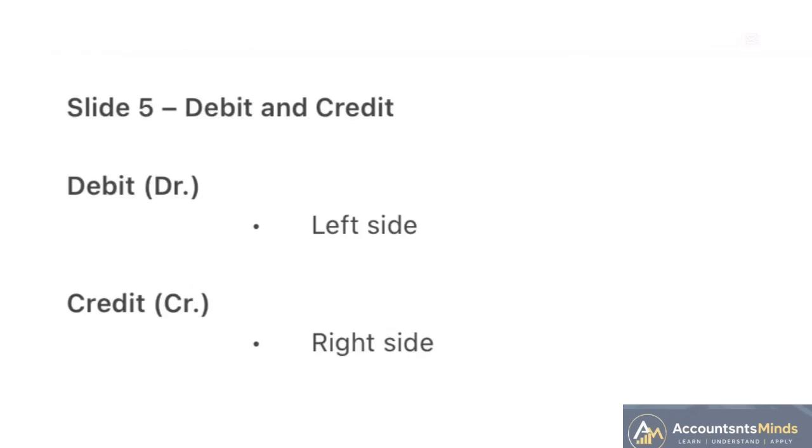Now let's learn two important words in accounting, debit and credit. Many students think debit means good and credit means bad. That is not true. Debit simply means the left side of the account. Credit simply means the right side of the account. These are just accounting terms. Whether we use debit or credit depends on the type of account. So don't memorize them as good or bad. Instead, understand the rules. Let's look at those rules now.